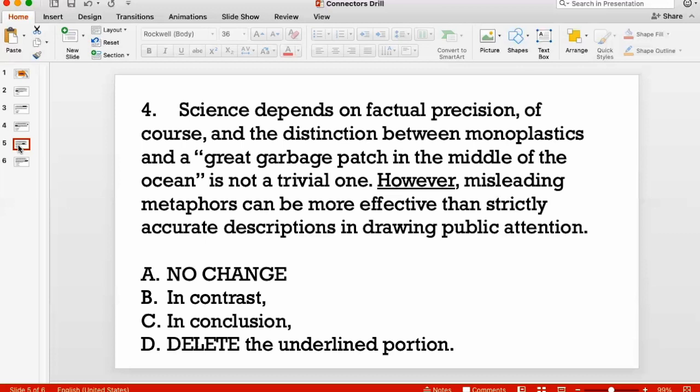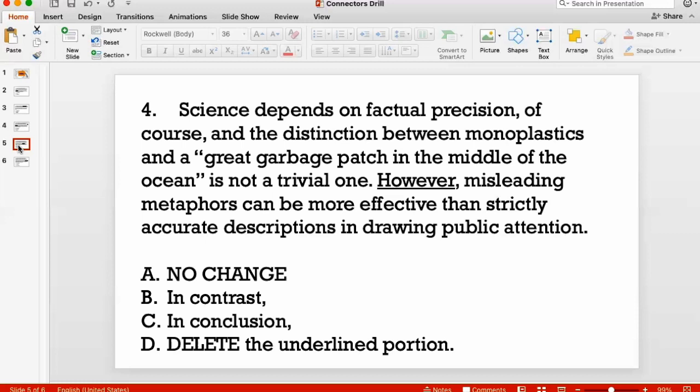And the second sentence is saying misleading metaphors can be more effective in drawing public attention. So there is a contrast between the two sentences, right? The first sentence is saying that there is an important distinction between calling something a garbage patch or calling it monoplastics, because science relies on precision. But if you want to get media attention, if you want to get public attention to focus on an issue, you need to have something that is catchy.